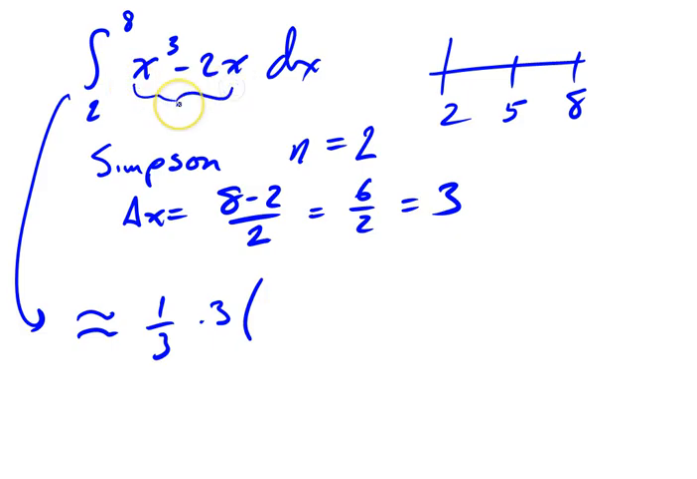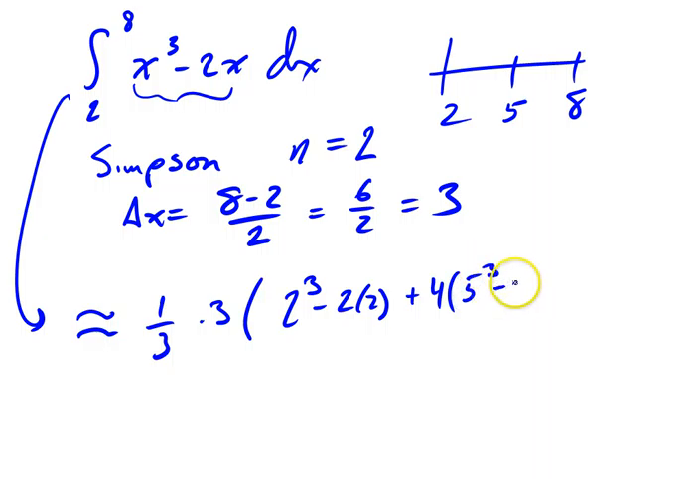This is my function right here. So I've got 2 cubed minus 2 times 2, plus 4 times, take the 5 and plug it in. So 5 cubed minus 2 times 5.